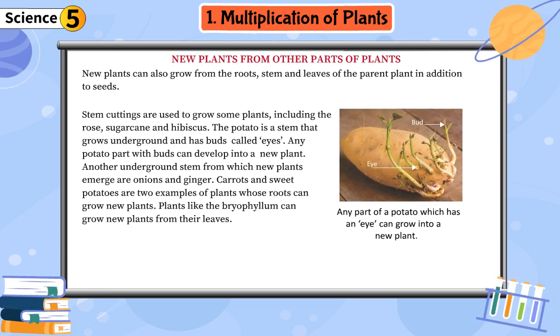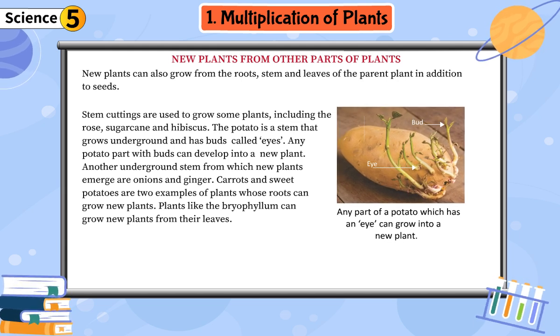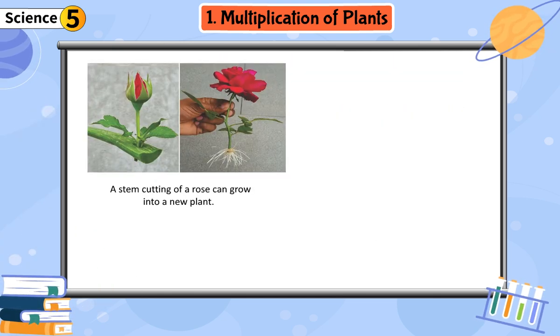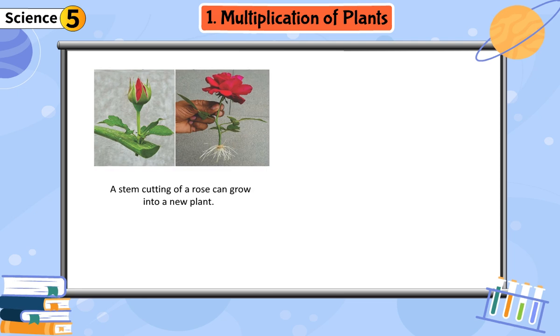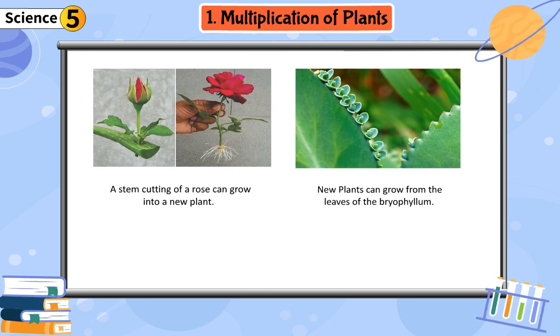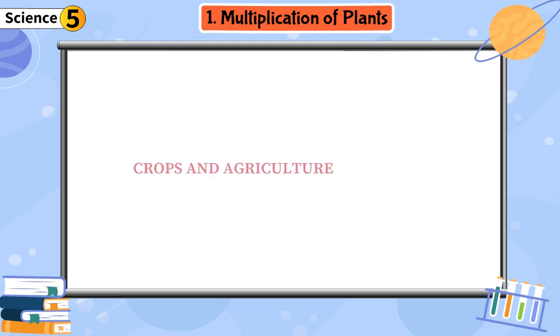Another underground stem from which new plants emerge are onions and ginger. Carrots and sweet potatoes are two examples of plants whose roots can grow new plants. Plants like the bryophyllum can grow new plants from their leaves. A stem cutting of a rose can grow into a new plant. New plants can grow from the leaves of the bryophyllum.